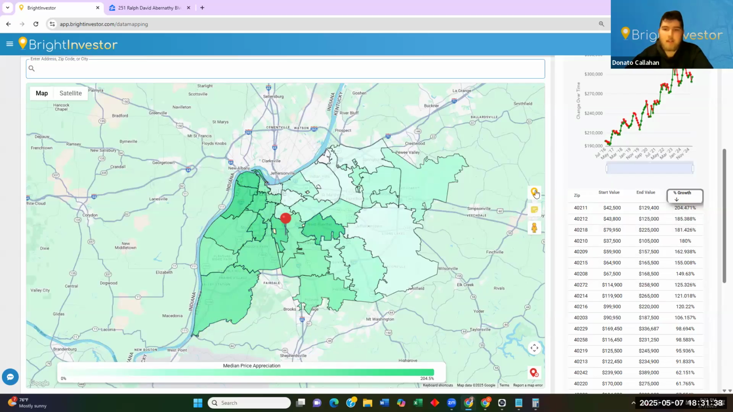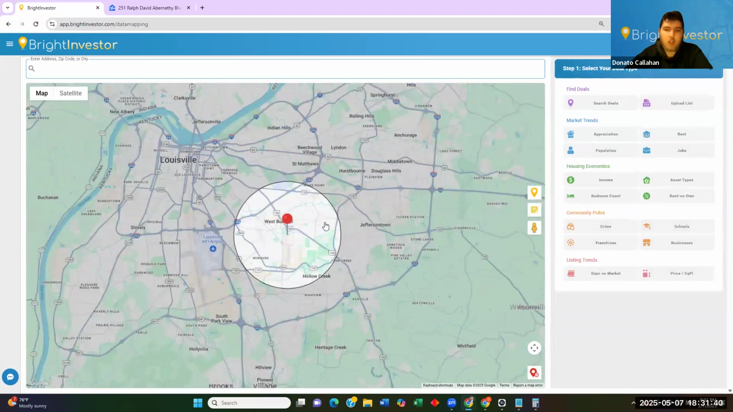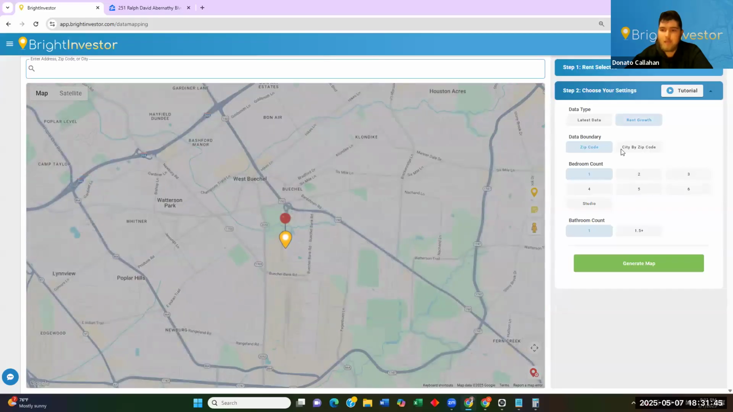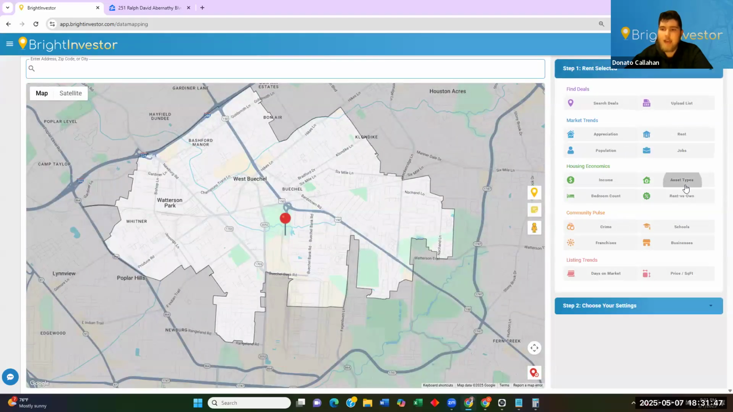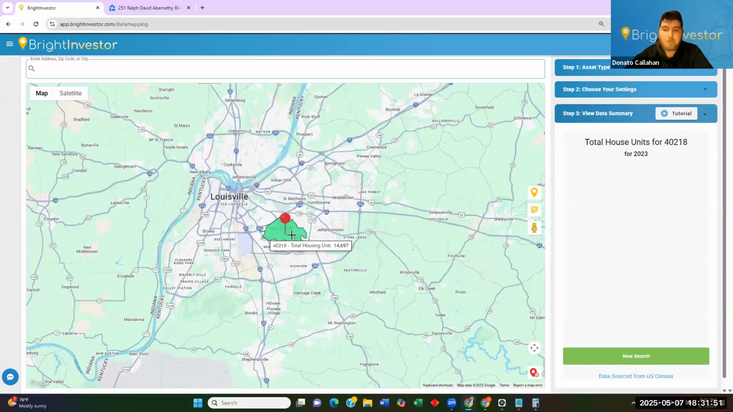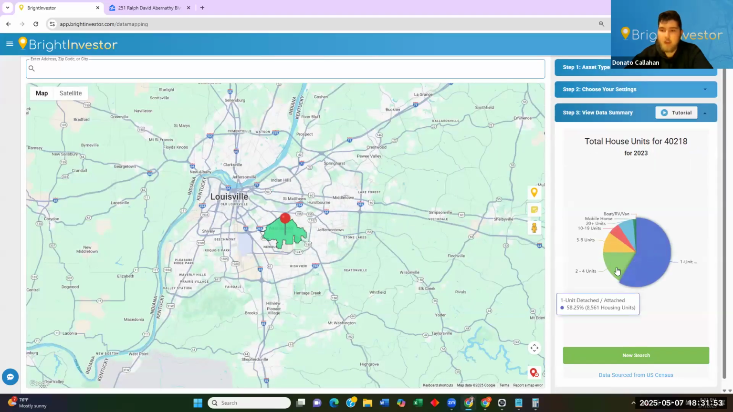So I'm very interested in this 40218 zip code, which prompts me to start looking at that one and saying, great, this area is growing really quickly. How have rents been performing? I'm going to go to my asset type section and ask, what kind of properties are here? The majority of homes are single family, but there's a ton of multifamily, lots of multifamily.